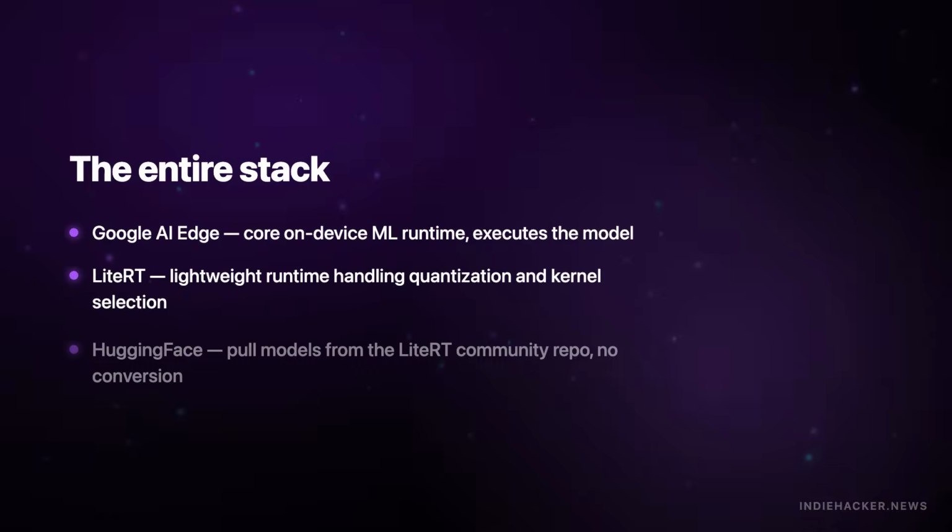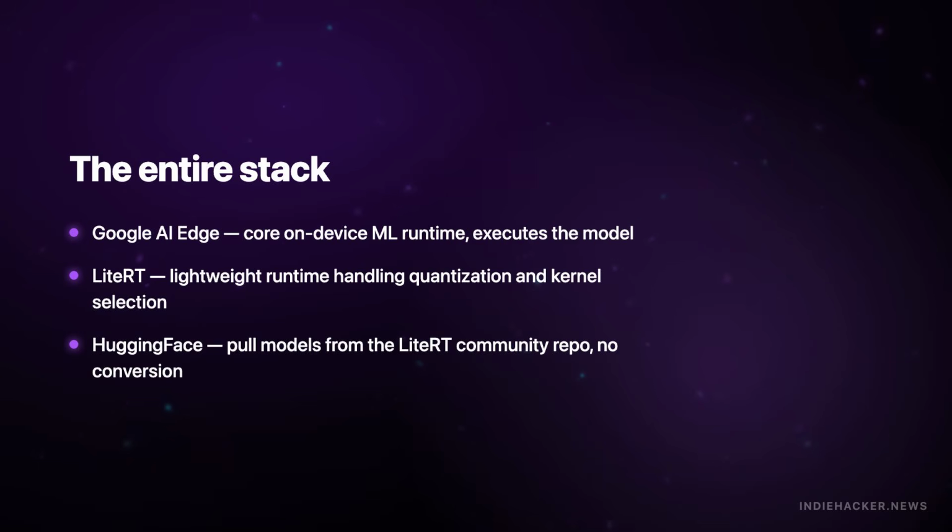Okay, so how does any of this actually work under the hood? The whole thing is built on 3 pieces. The first is Google AI Edge, which is their core on-device machine learning runtime, the part that actually executes the model on your phone's neural processor. The second is LiteRT, which is the lightweight runtime that handles all the optimization work, things like quantization and kernel selection. The boring but critical stuff that makes a 26 billion parameter model fit in memory on a phone in the first place. And the third is the HuggingFace integration, which means you can pull models straight from the LiteRT community repo without having to compile or convert anything yourself.